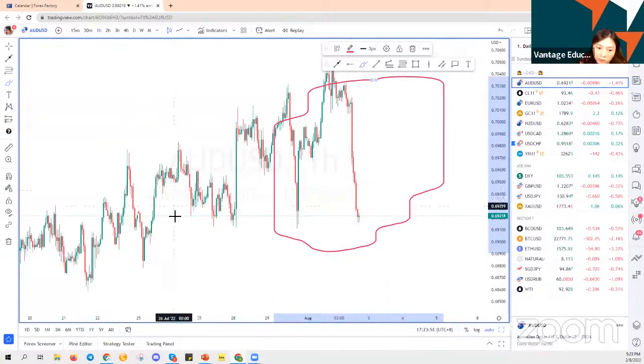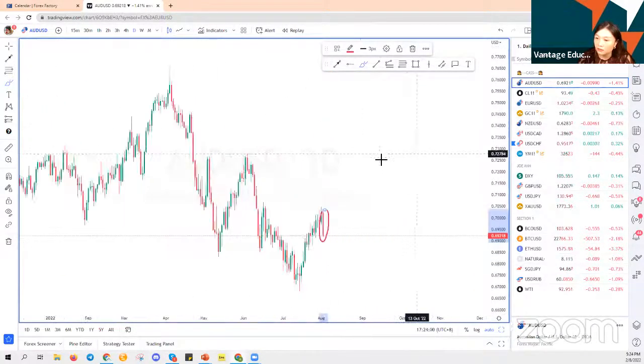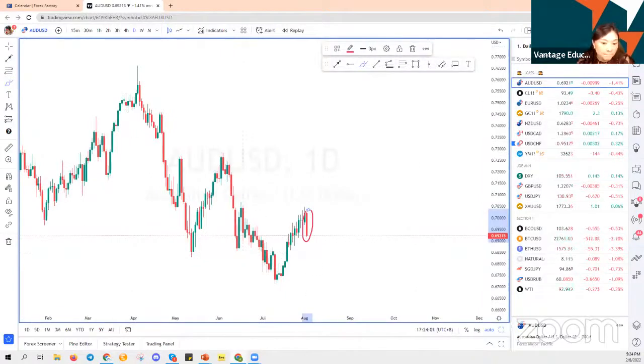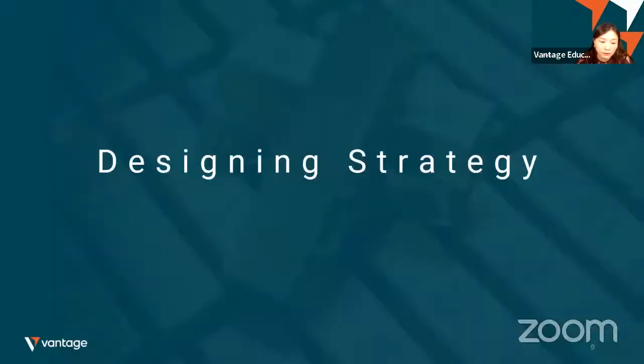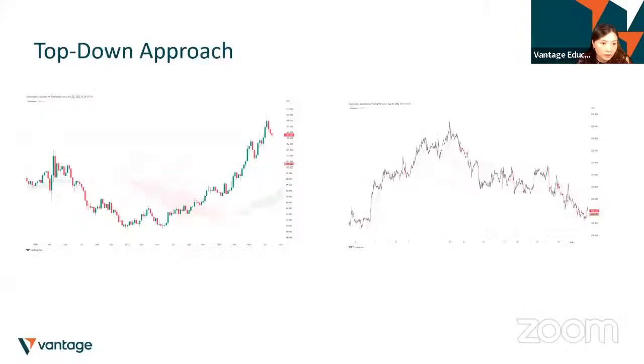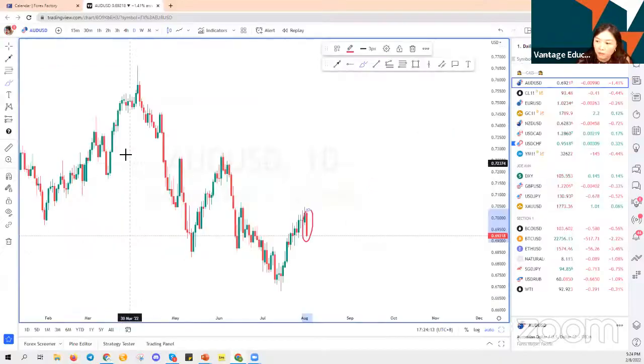Economic news, government spendings, inflation rates, Fed rate hikes, all this will actually affect your charts. So for the top-down approach, I've given you an example. Maybe I should give you guys some more examples.